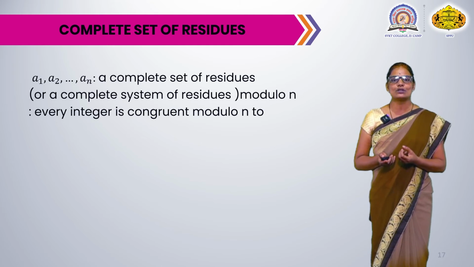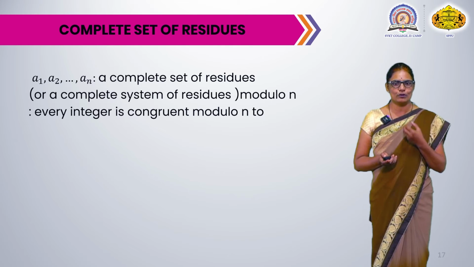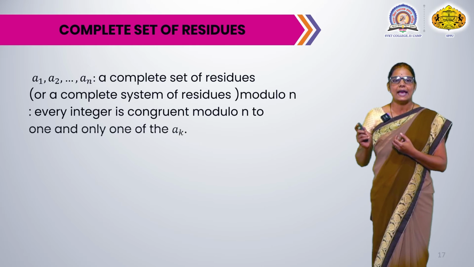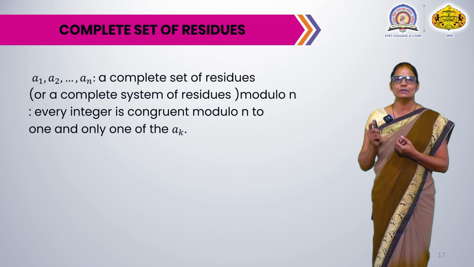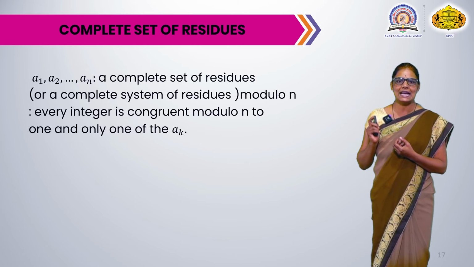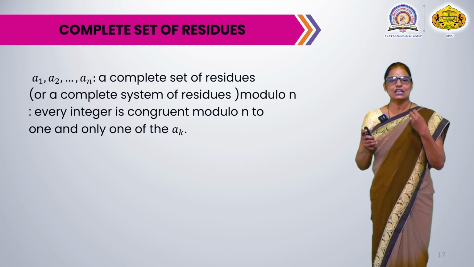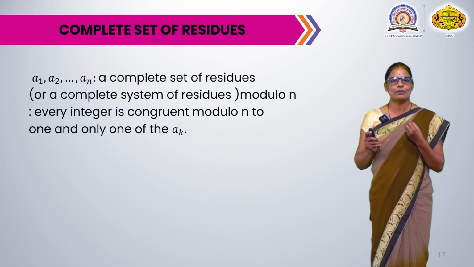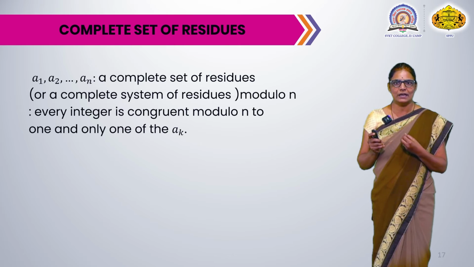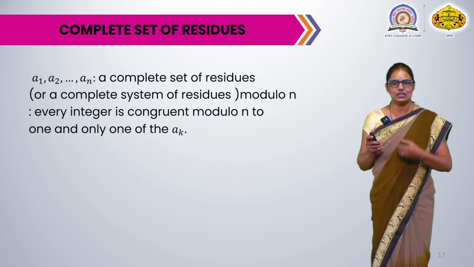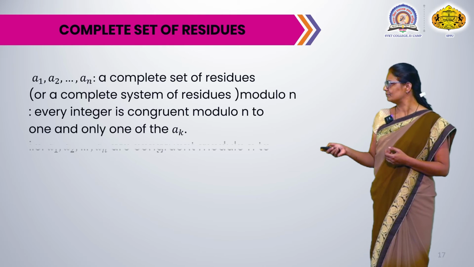every integer is congruent modulo n to exactly one of the integers ak. That is, in short, a1, a2, up to an is congruent to 0, 1, 2 up to n minus 1, exactly one of these integers modulo n.